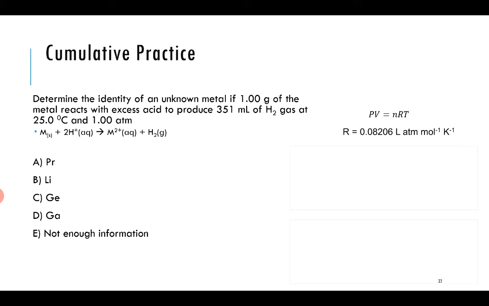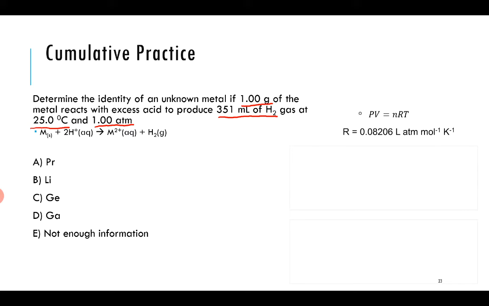All right, if you want a cumulative practice problem, this is a good one. This will take into account many different concepts that we've learned about so far in this course. It reads, determine the identity of an unknown metal if 1 gram of the metal reacts with excess acid to produce 351 milliliters of gas at 25 degrees Celsius and 1 atmosphere.